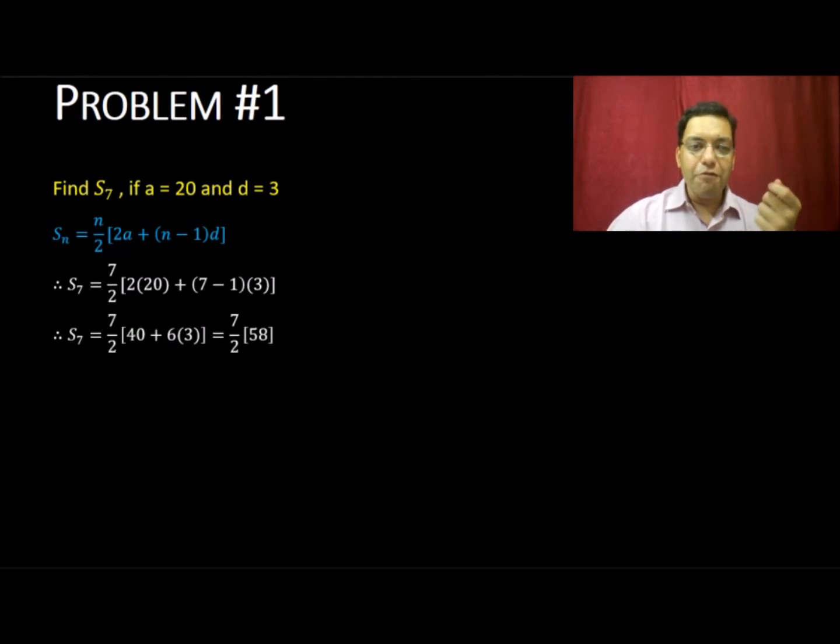Solving this, we get therefore S7 is equal to 7 upon 2 into 40 plus 6 into 3, which is equal to 7 upon 2 into 58. And 2 29s are 58 and 7 29s are 203. Therefore, S7 is equal to 203. So simply by knowing the formula for Sn and plugging in the given values, we have found our answer. S7 is equal to 203. This kind of problem should present no difficulties to you. Let's move on.